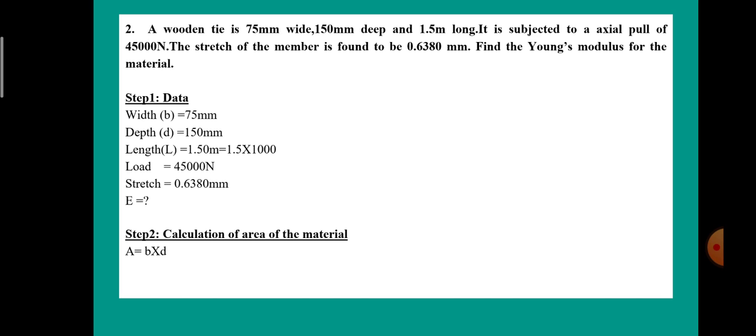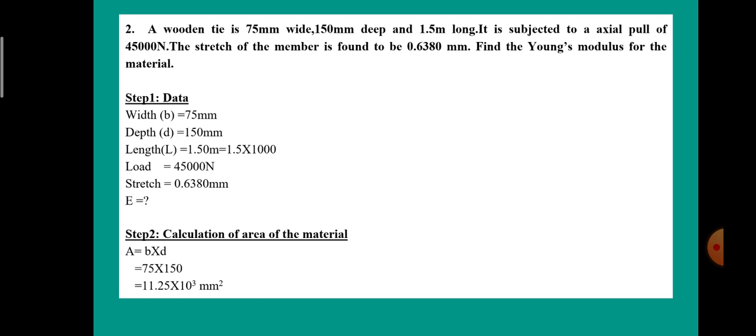So like that. Here in the question they have mentioned that it is subjected to axial pull. Axial pull means it is understood that the load is applied along the length itself, so therefore the area will be equal to B into D. Here B is equal to 75, D is equal to 150. Substitute that and get the value of area.